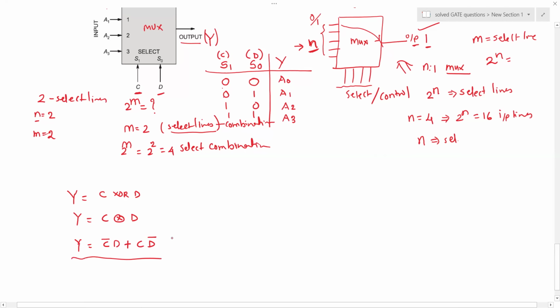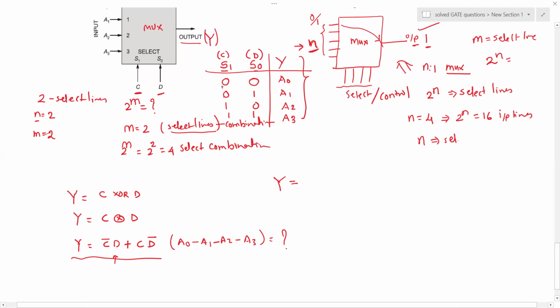And if we want this, then the question here is, what should be the values of A0, A1, A2, A3? Whether they should be 0 or 1, so that we finally have such output. So how to solve this question? We first need to write the Boolean expression based on the truth table for this multiplexer, which is 4:1. We will write Y in terms of C and D, right? So what is C? Here it is S1, and D.